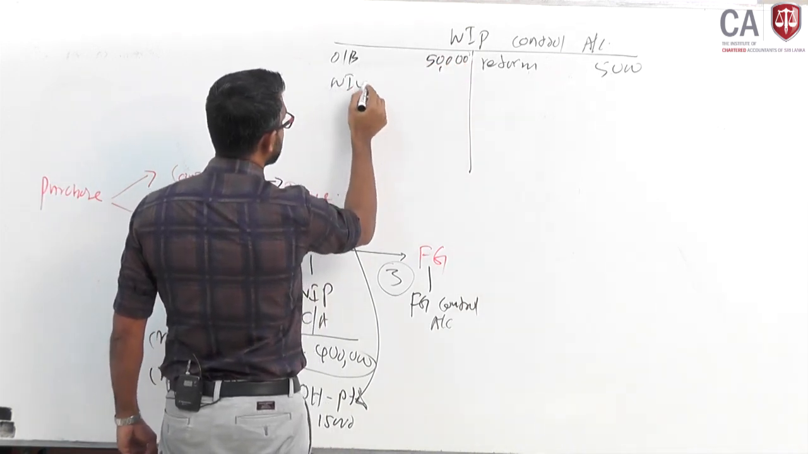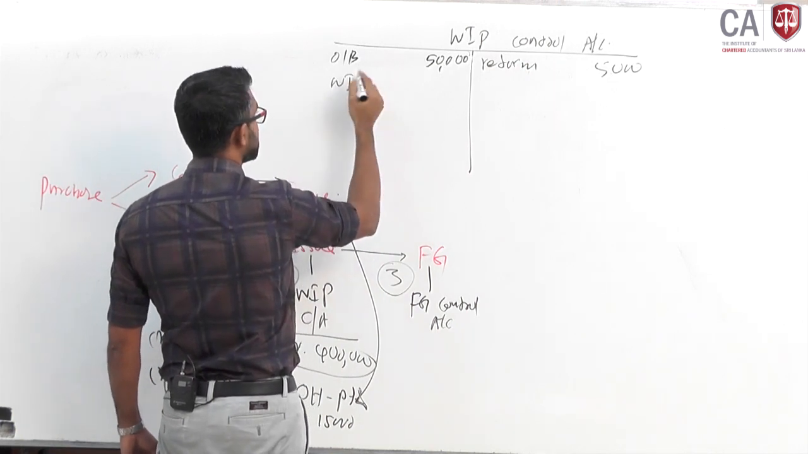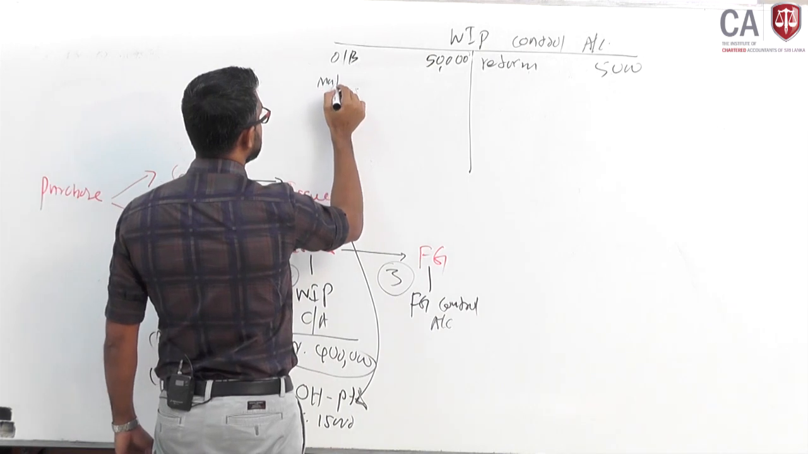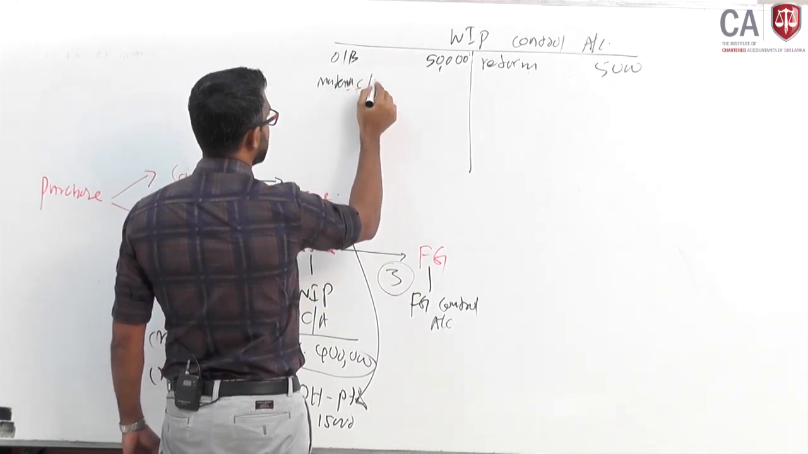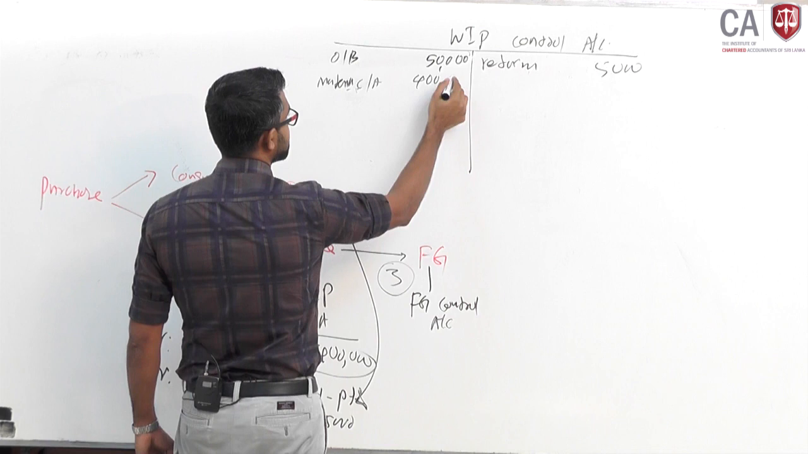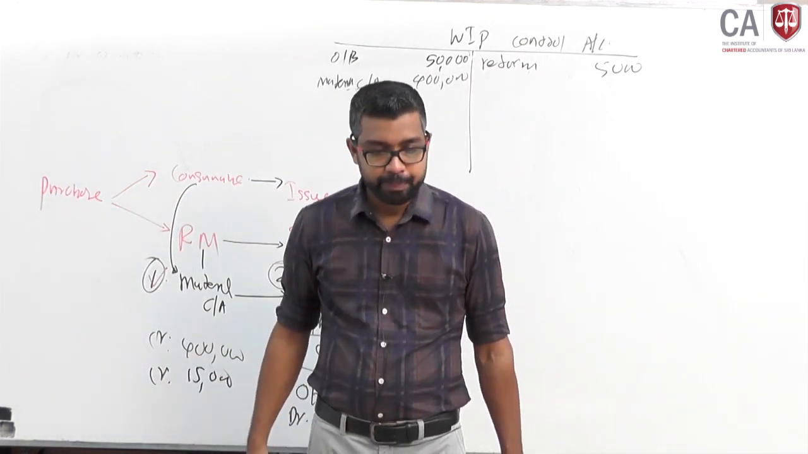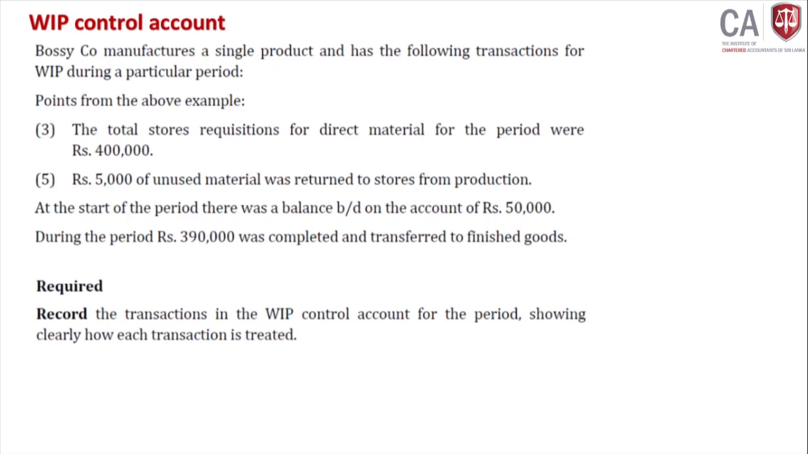WIP එකෙන් ආව 400,000. Sorry, material control account එකේ 400,000. Okay, during the period 390,000 was completed and transferred to finished good. Now look at from WIP account to finished good transfer කරලා තියෙනවා 390,000.